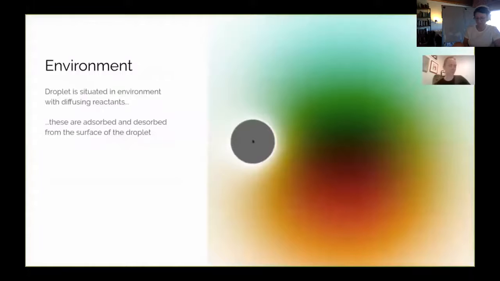Most of the simulations we've done so far only have a single oil droplet in them. But they're situated in an environment which has chemicals which diffuse. They don't react in the environment, at least not yet. I haven't included that in the model at this stage. But recall that the molecules in the environment are adsorbed or desorbed in between the surface of the droplet and the environment.